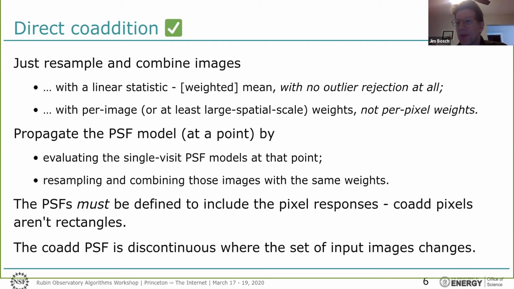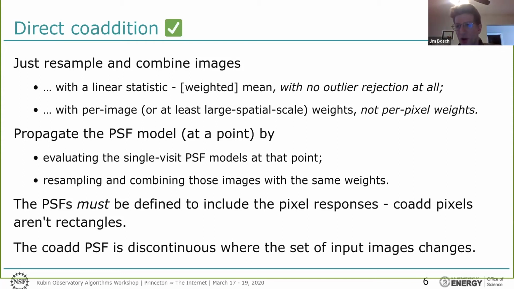If you have images with different PSFs, the ensemble of per epoch pixel values that contribute to a certain point in the coadd aren't drawn from the same distribution. Some of them are drawn from different parts of the PSFs, which are different in different images. So no kind of outlier rejection, no median stacking, none of that actually makes sense on these kinds of coadds. For similar reasons, it's really important to combine these with per image weights or maybe very large spatial scale weights, not per pixel weights. If you add with per pixel weights, again, you're combining pixels that are drawn from different distributions, and it doesn't make sense statistically.